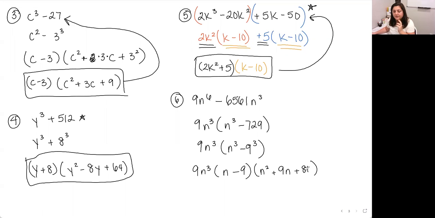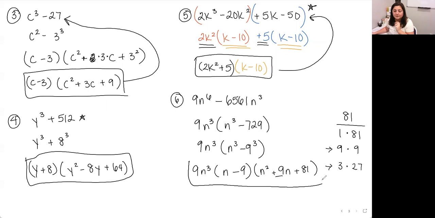I don't think that we can factor this even more because my factors of positive 81 are 1 and 81, 9 and 9, 3 and 27. And none of these add up or subtract to positive 9. They could give me a 0 if I had these two. They could give me a 24, but not a 9. So then this would be my final answer.